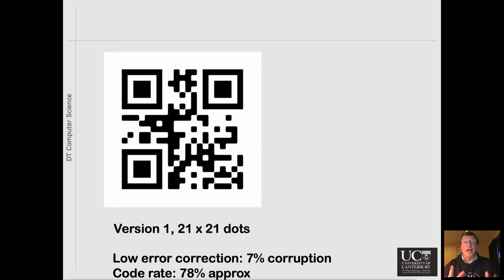In terms of the size of the code, it's generally just going to give you the smallest code possible that will encode the amount of data you give it. Now, in this case, I think I only gave it about 6 letters. You can scan it, you can find out what I actually put into it. And so it didn't need a very big QR code at all. This is the smallest one. It's 21 by 21 dots. If you count the black and white squares, it's 21 across, 21 high.